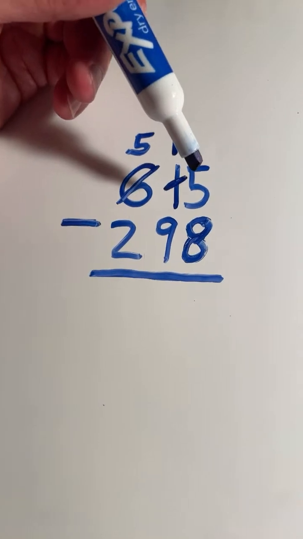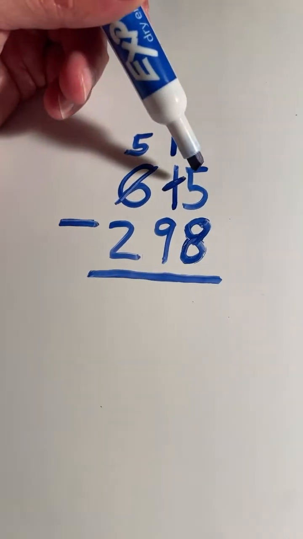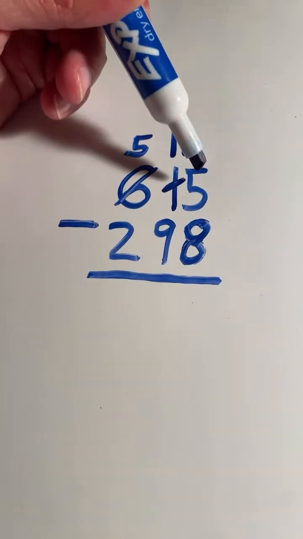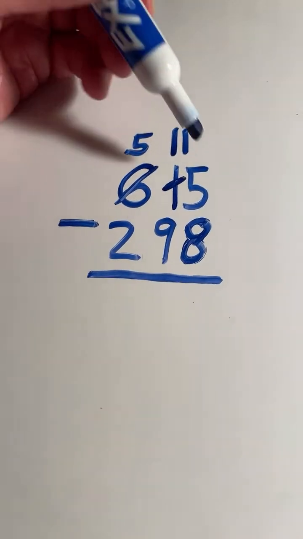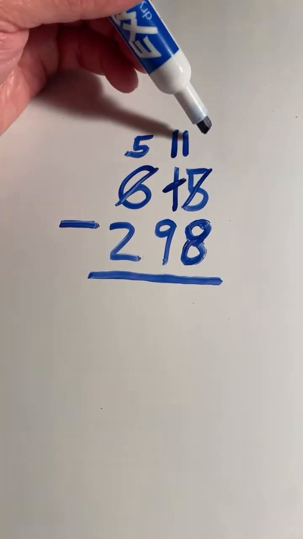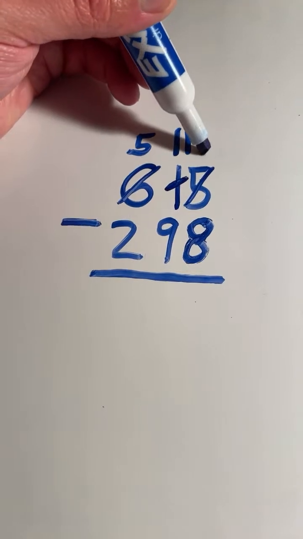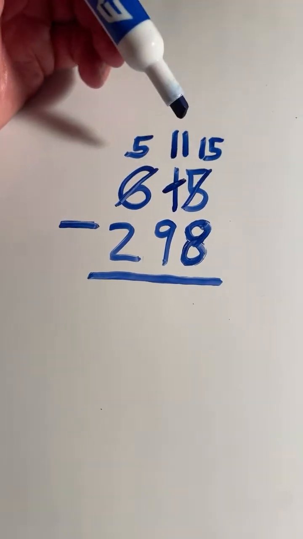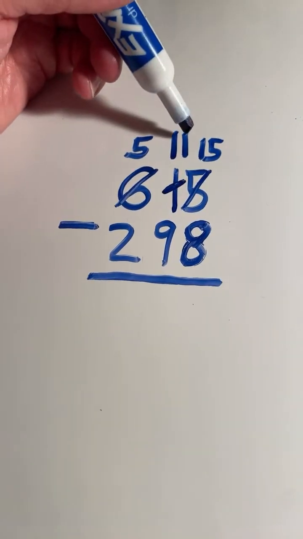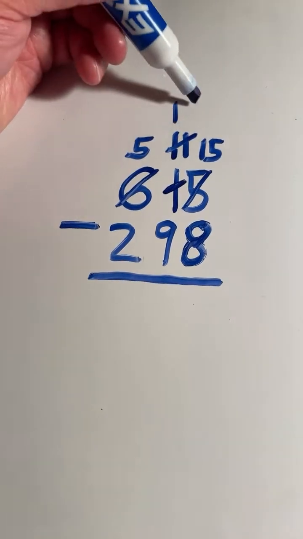Now, as I said at the start, in the ones place, we also need to regroup. You cannot start out with 5 and take away 8. So we're going to add a 10. The 5 is going to become a 15. Then we have to take away 1 from the column to the left. So the 11 is going to become a 10.